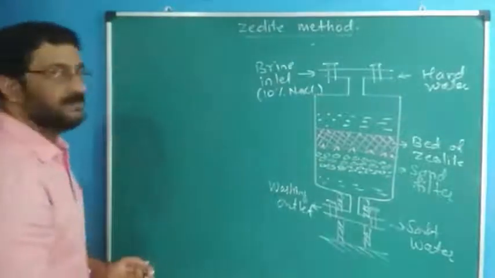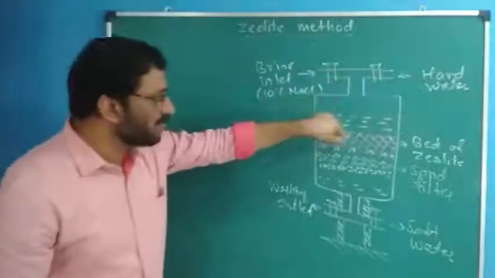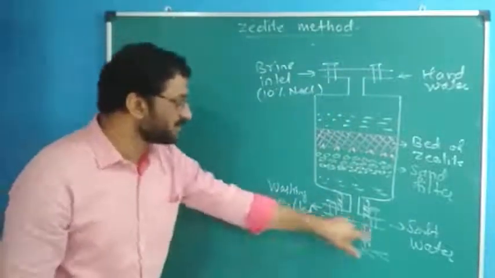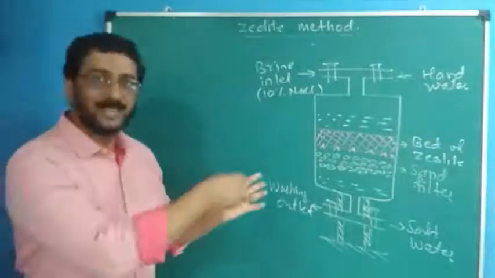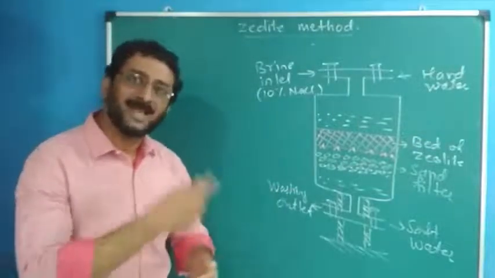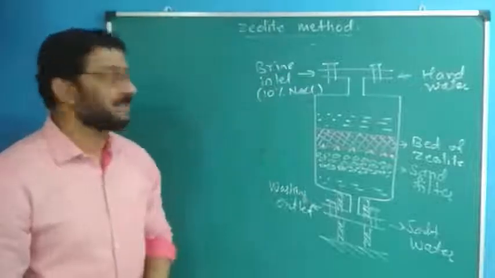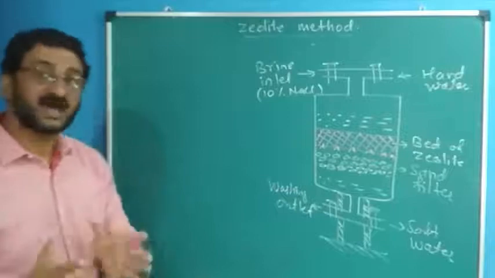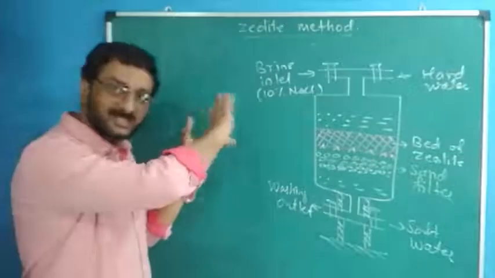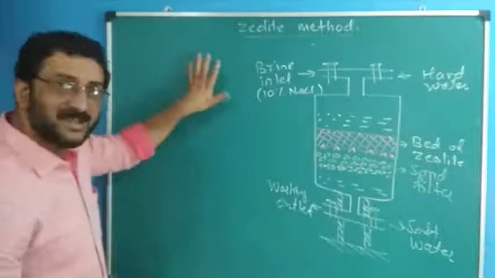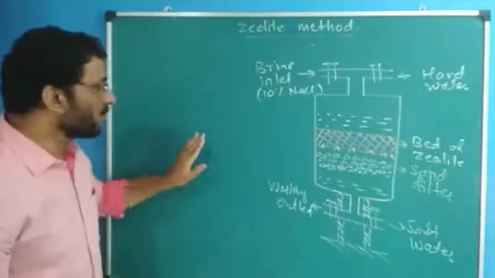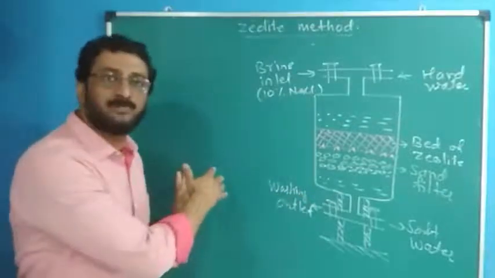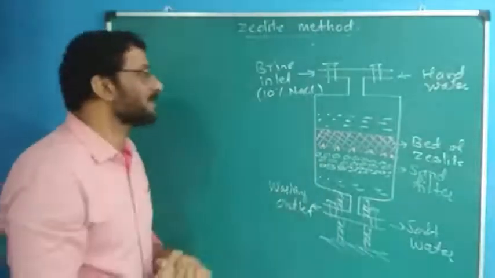Simply, what will we be doing? We are passing hard water over the bed of resin. There will be exchange reactions, and we collect the soft water. Once the bed gets exhausted, we can easily reactivate the bed by passing brine solution. This is a simple process. So in the answer, write what zeolite is, the structure of zeolite, the resin reactions with a little explanation, the regeneration reaction, the diagram of the plant, and a brief explanation of how the process is carried out.